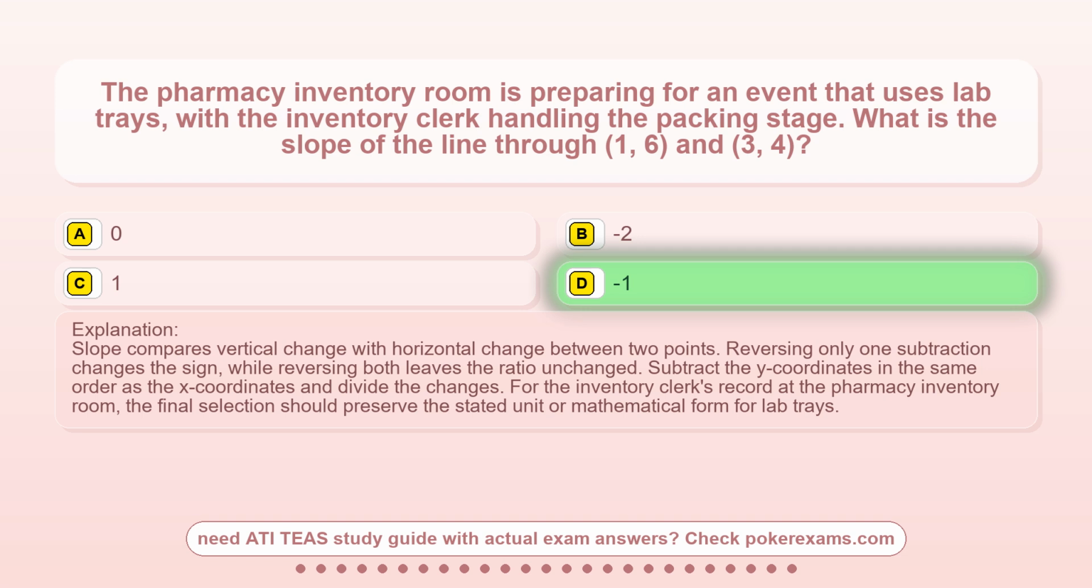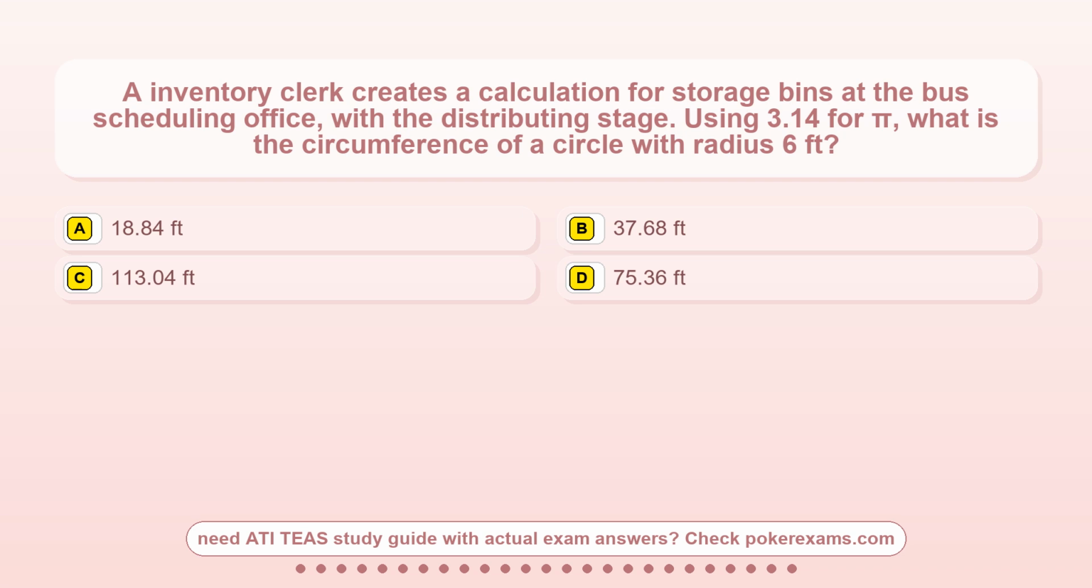For the inventory clerk's record at the pharmacy inventory room, the final selection should preserve the stated unit or mathematical form for lab trays. Question 14. A inventory clerk creates a calculation for storage bins at the bus scheduling office, with the distributing stage. Using 3.14 for pi, what is the circumference of a circle with radius 6 feet?